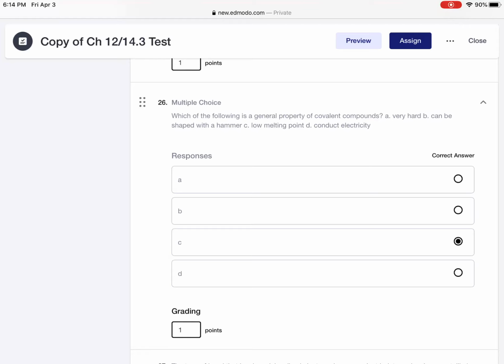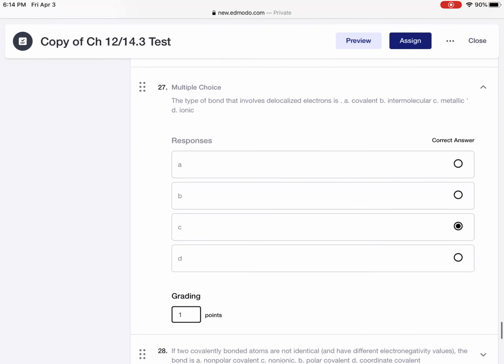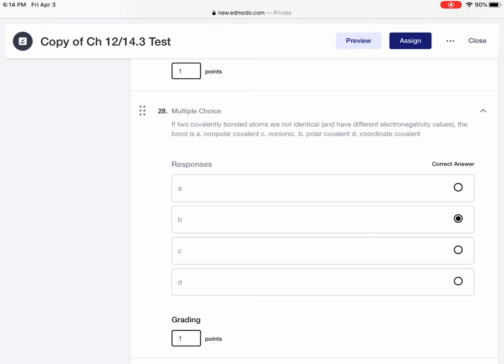First one, very hard, would be neither ionic or covalent. Some ionic compounds are hard, some of them are very soft. Same thing with metals. Can be shaped with a hammer, that's a metal, and conduct electricity, that's also a metallic property. So the answer is C. Number 27, the type of bond that involves delocalized electrons, so that is metallic. And 28, if two covalently bonded atoms are not identical, then we have a polar bond, so B.